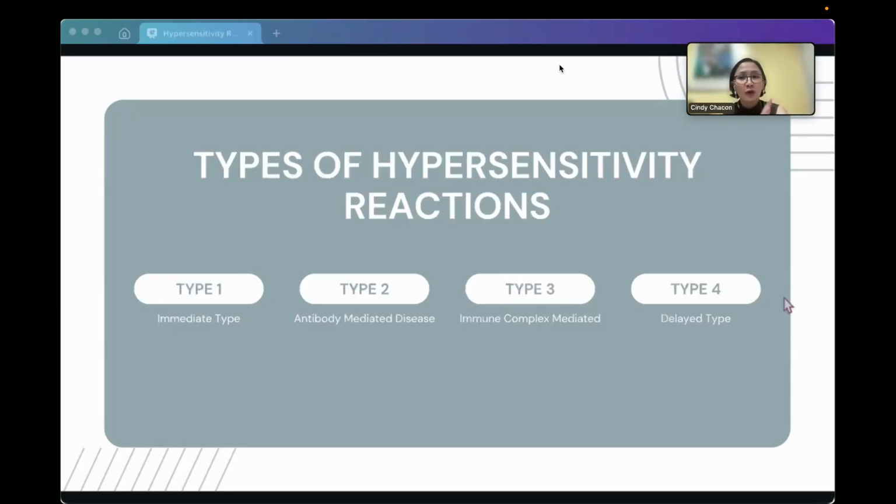They all fall into these categories. Originally, there were just 4 types of hypersensitivity reactions. These are your type 1, type 2, type 3, and type 4. Your type 1 is your immediate hypersensitivity reaction. Your type 2 is your antibody-mediated disease. Type 3 is your immune complex-mediated disease. And then your type 4 is your delayed type of hypersensitivity reactions.